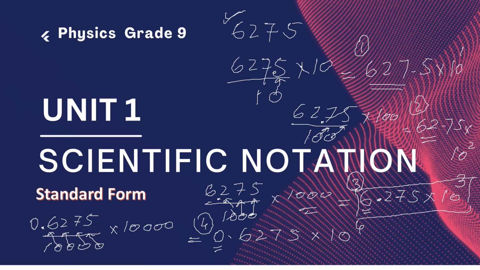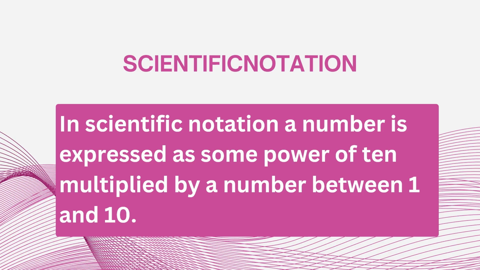So 6.275 into 10 to the power 3 is the scientific notation of writing this number 6275. So this is the scientific number, and this is the way how we can write numbers in scientific form or standard form. Now I go to the next slide and we go for the definition.